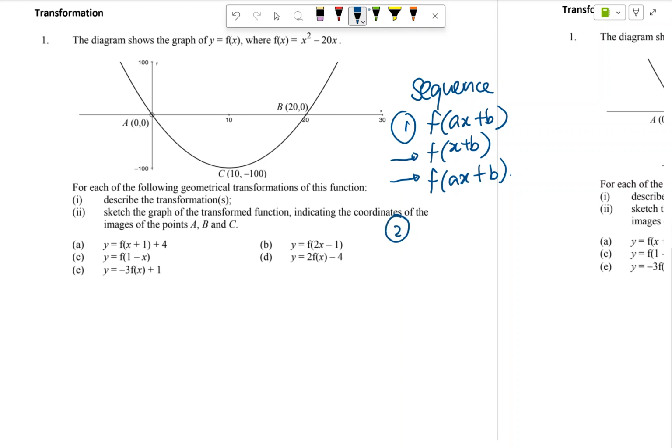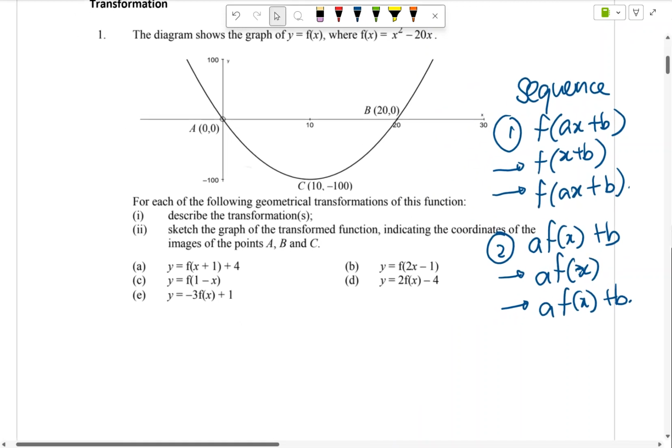But if it has anything to do with the outside, for example, a f x plus b, this is called anything done on the outside, and we have to scale before translate. Do the scaling a f x first, then you do a f x plus b. Okay, so it's important to understand, am I doing it on the inside or am I doing it on the outside?